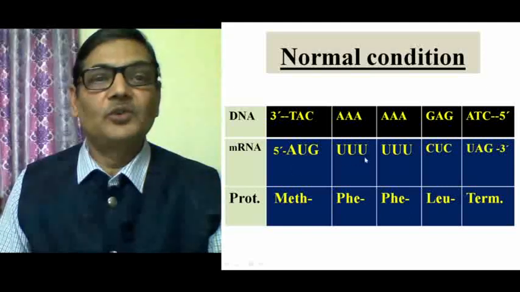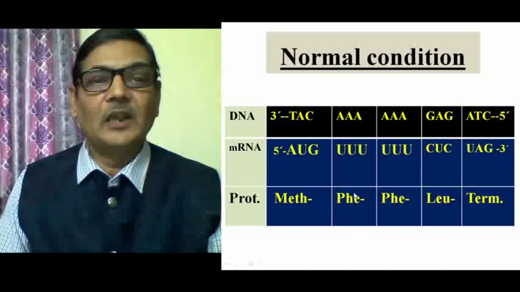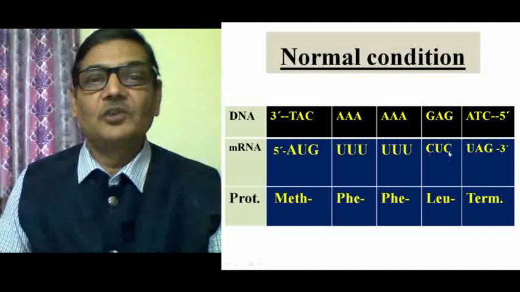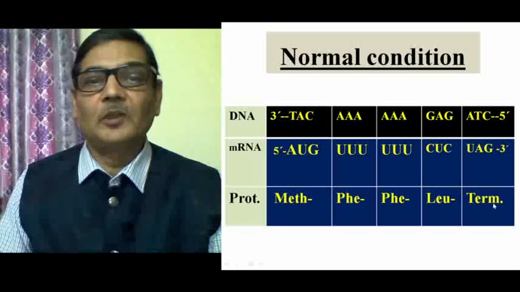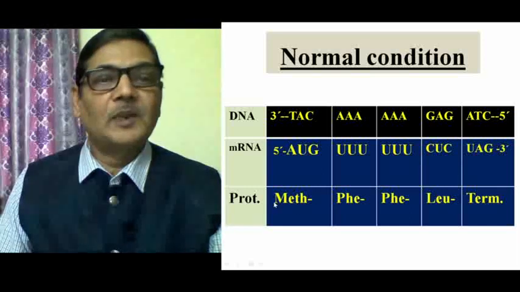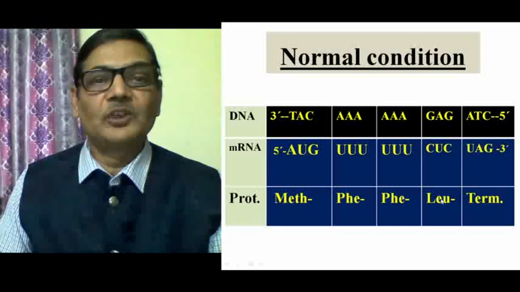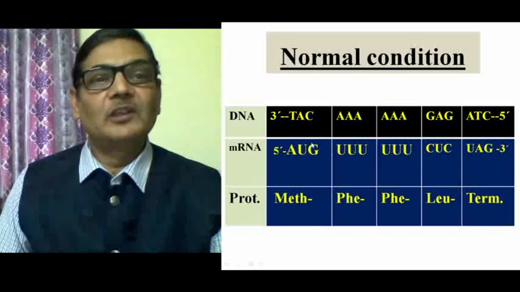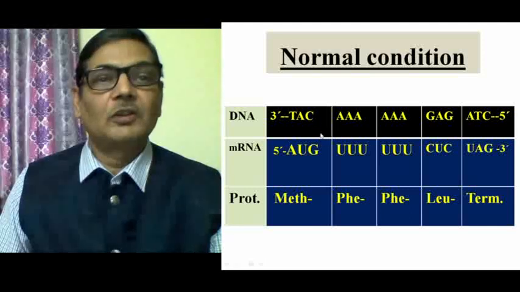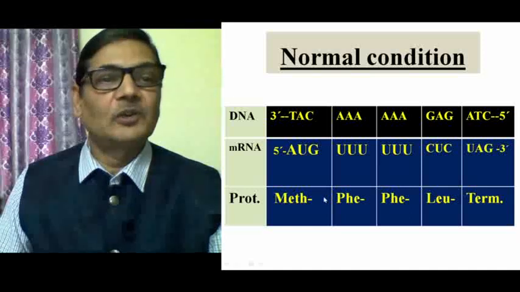The next, UUU, will encode for the amino acid phenylalanine. Then this will be phenylalanine. CUC encodes for leucine, and UAG, being a terminator codon or a stop codon, is where protein synthesis will stop. So in the polypeptide chain, you can say 4 amino acids will be there. So this is the way transcription takes place and translation occurs in the cellular system.